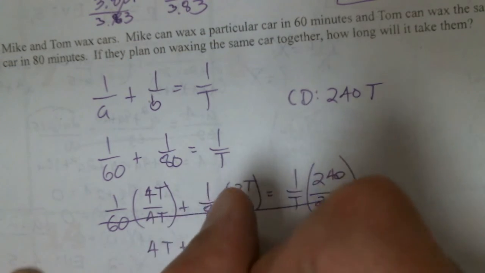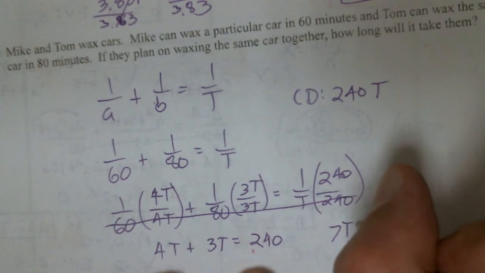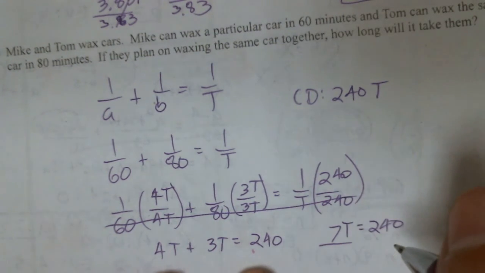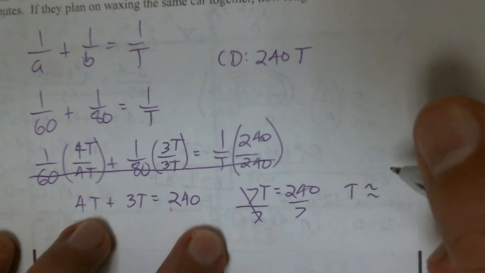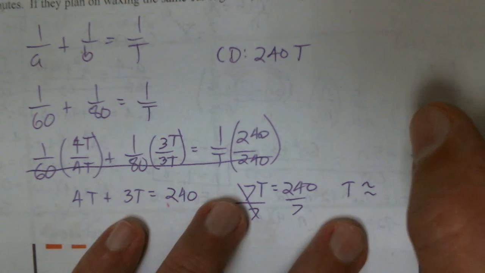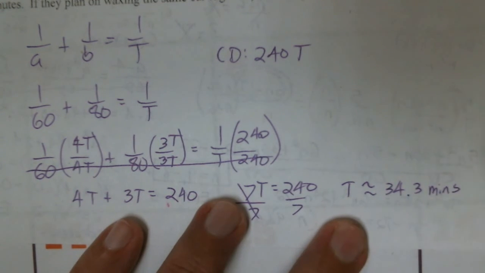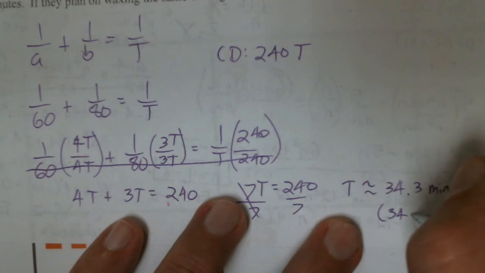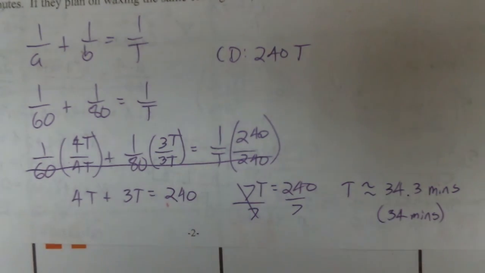So I have 4t plus 3t equals 240. So 7t equals 240. Divide by 7. And t is approximately 34.3 minutes. You know, again, real world, 34 minutes. I would not go back to my boss and say, boss, it's going to take us 34.3 minutes. I'll just say it's going to take a little over 30 minutes.